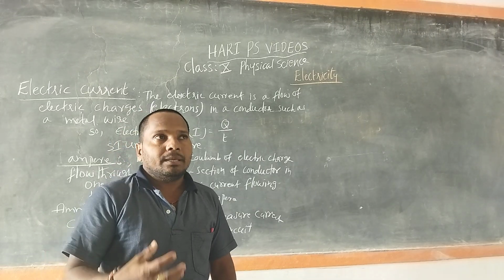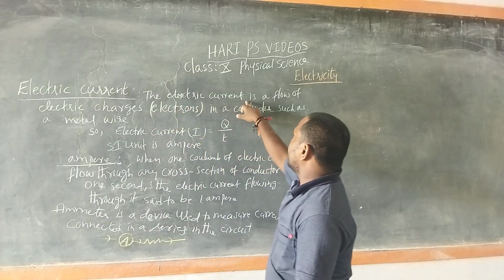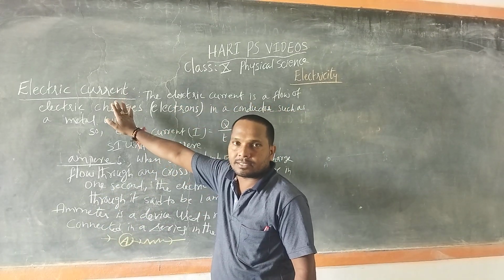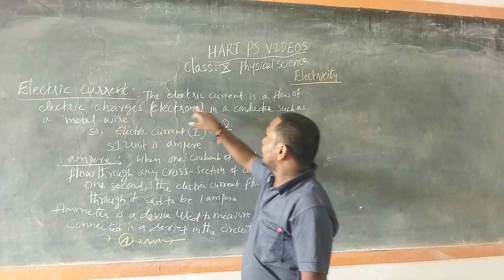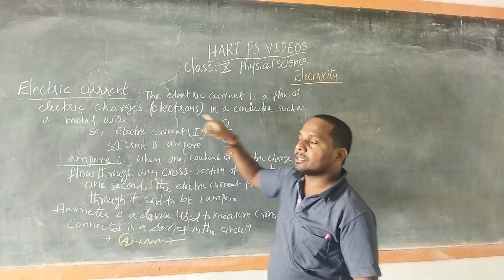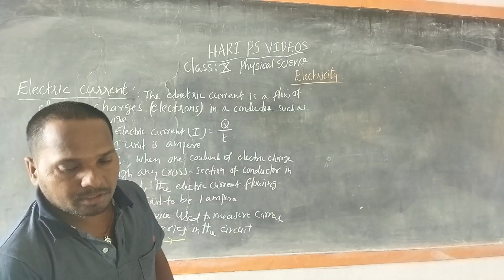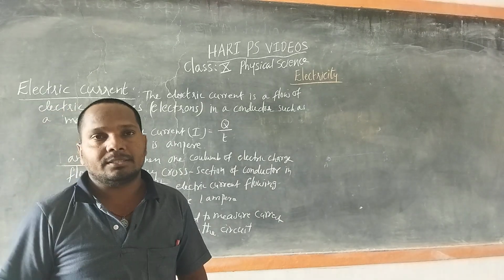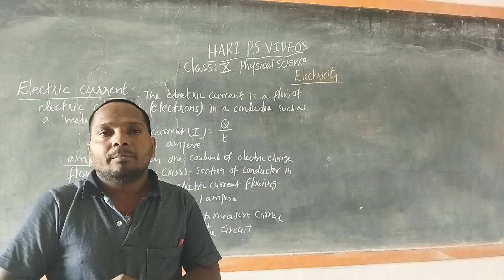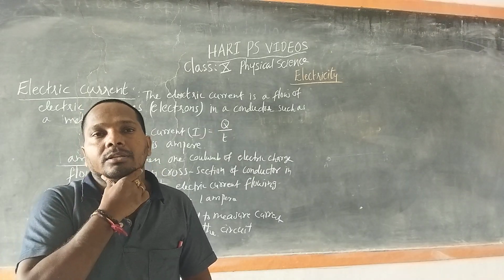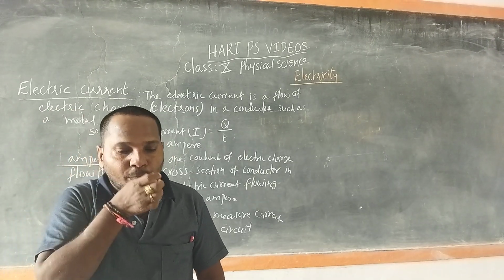Conventionally, when electric current was discovered, scientists did not know about electrons. So they simply said that electric current is a flow of electric charges. They did not know they were electrons. So electric current is a flow of electric charges, that is, negative electric charges in a conductor such as a metallic wire.